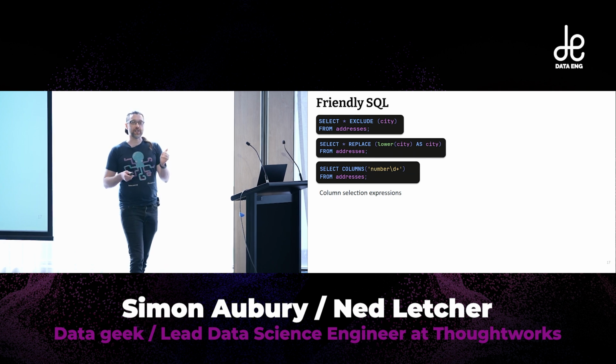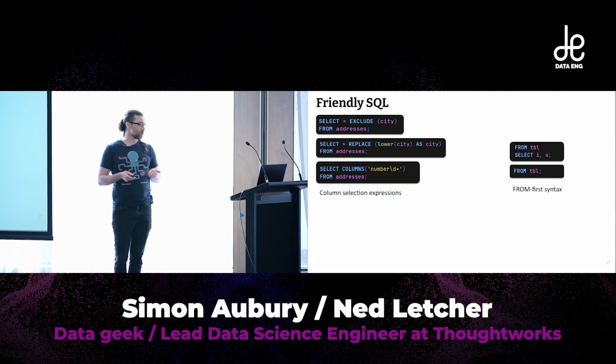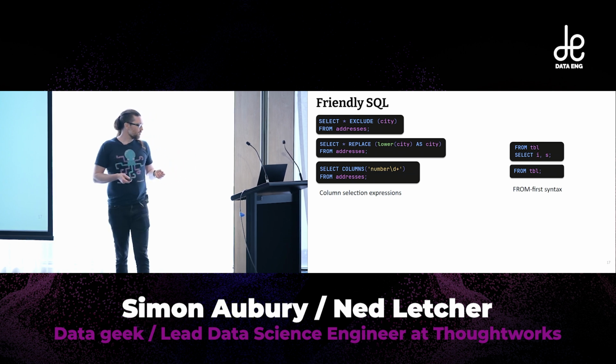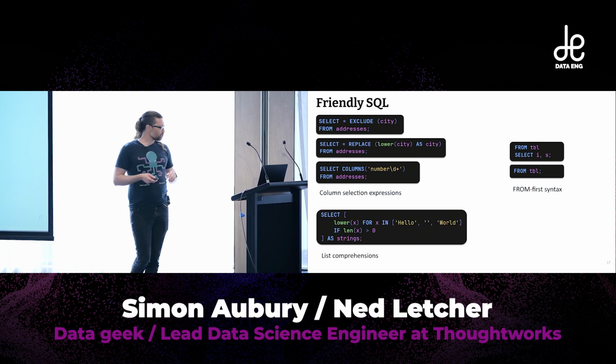You can even dynamically select columns with regexes. You could even put a lambda expression in there, which is really cool. FROM-first syntax is really nice. Maybe you've thought, hey, wouldn't it make more sense to do FROM the table, now let's select things and do stuff, because it's the data source that you care about. You can do that in DuckDB. And if you're selecting star, you can actually just omit the SELECT clause. So just FROM table and you'll get everything.